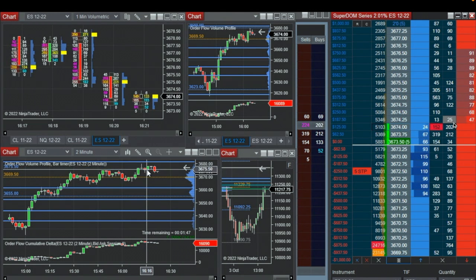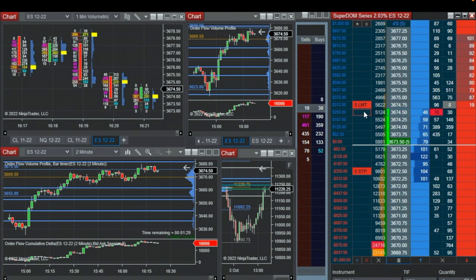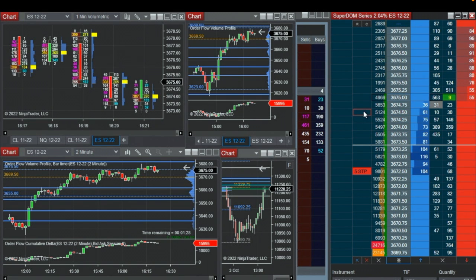Again, for a scalp like this, we're looking for an area where we have support or resistance, and that's the lower wick. So that's where I've placed my exit, and then we'll just wait to see what happens. And there you go, we're out of the trade.